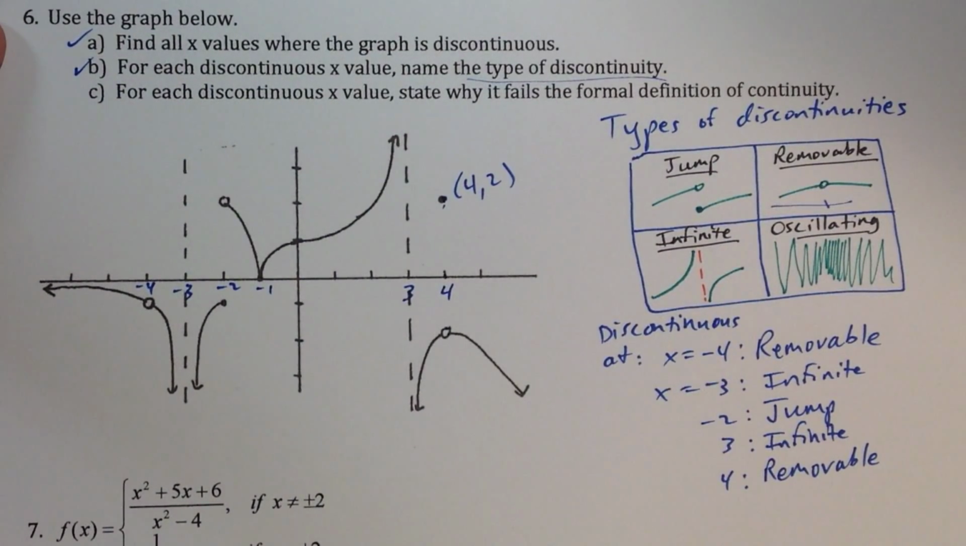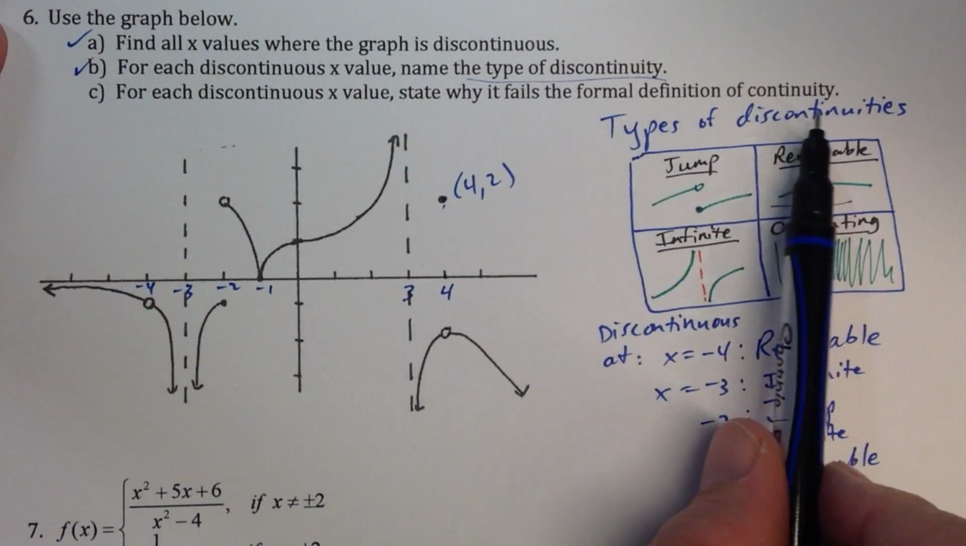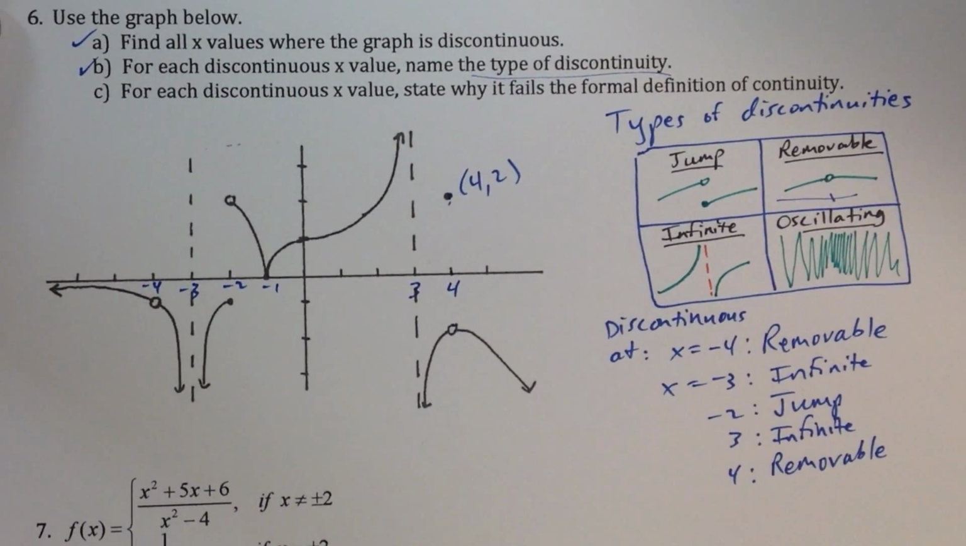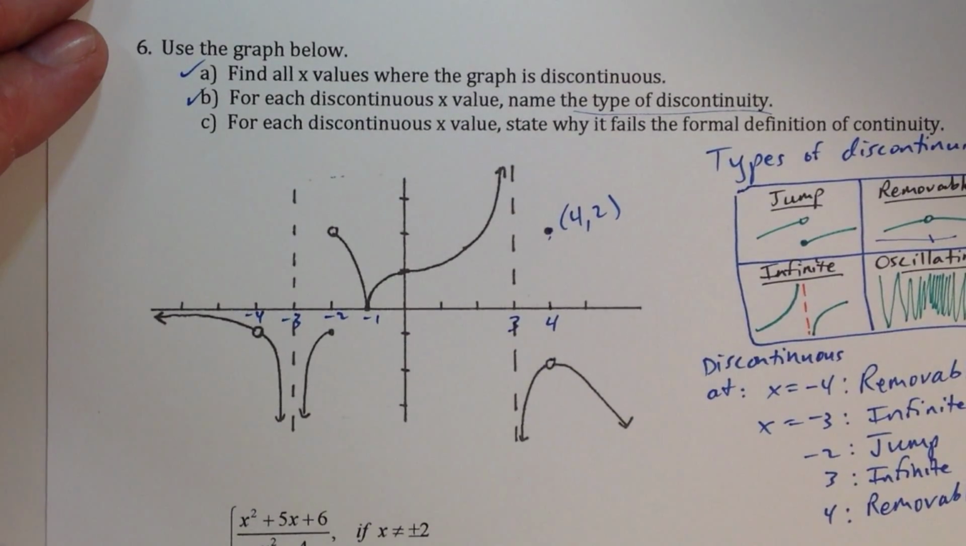Okay, so that's part B. Now part C, for each discontinuity, state why it fails the formal definition. It would be important to note that. I'm going to pause the video and write those things down in the upper left hand part of this graph so you don't have to sit and wait for me to do that.